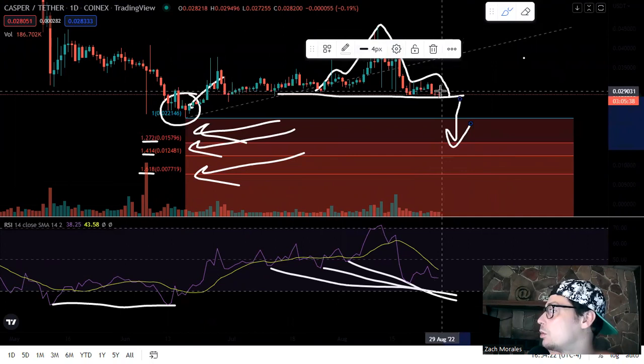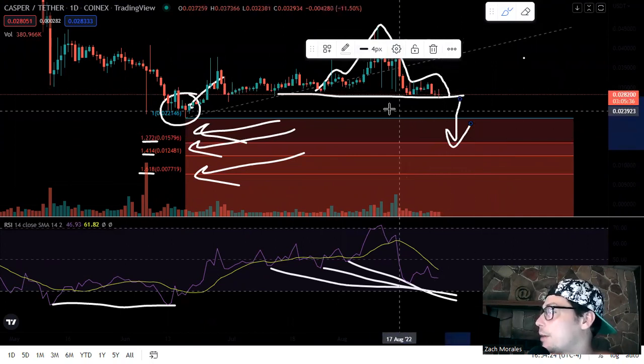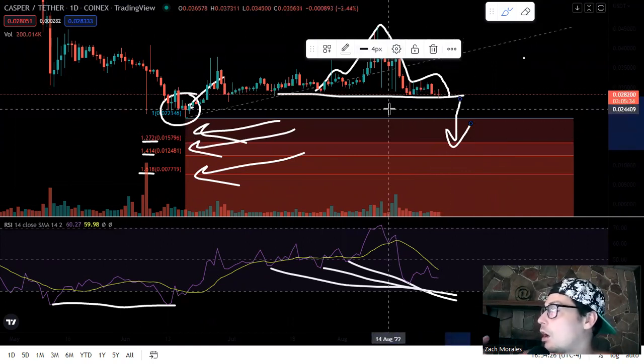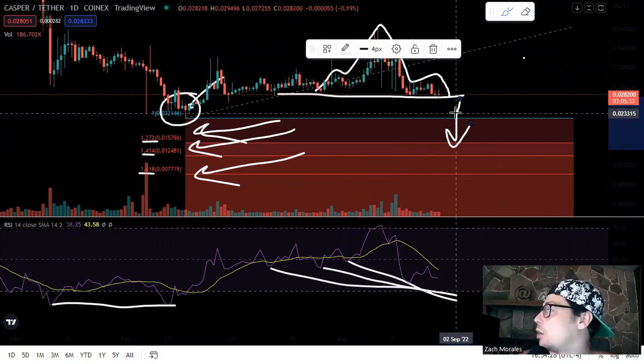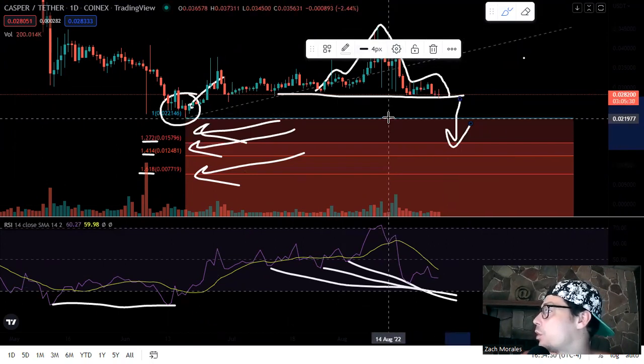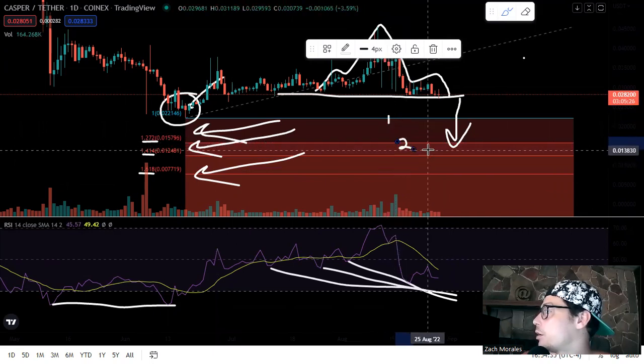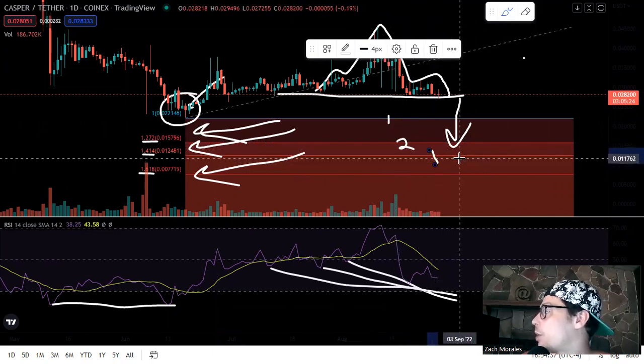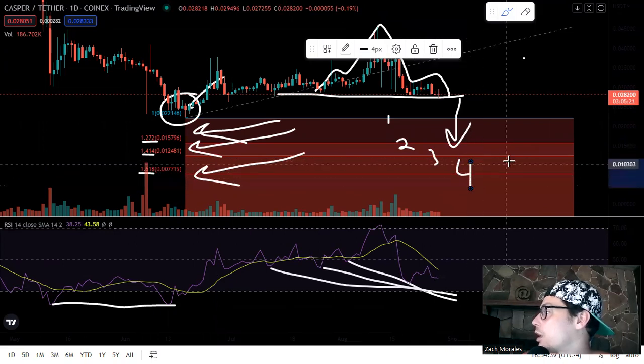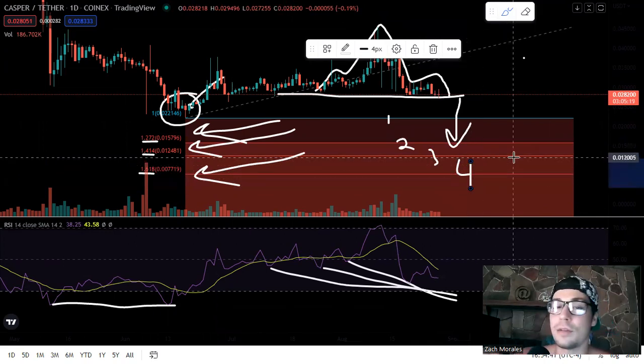Now, depending on which one we find support at is going to be up to the buyers. Are buyers going to step in at our first level of support here, or are they going to step in on the second level down here? Or is it going to be the third level or possibly even the fourth level? So it's up for you to decide where you want to buy in at, but these are going to be the price targets.